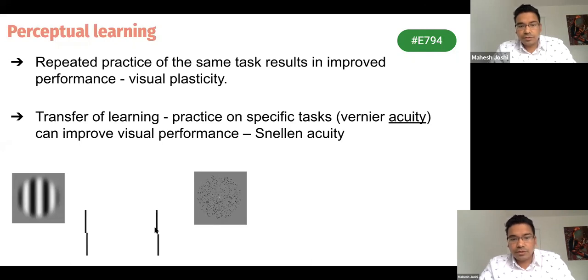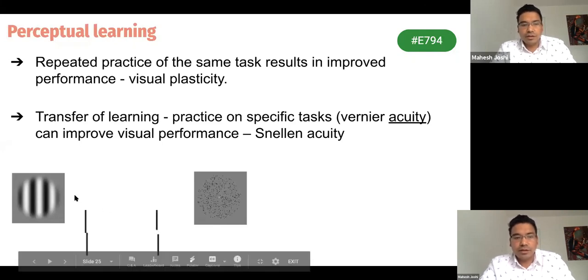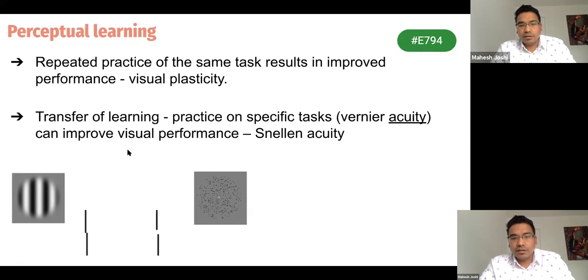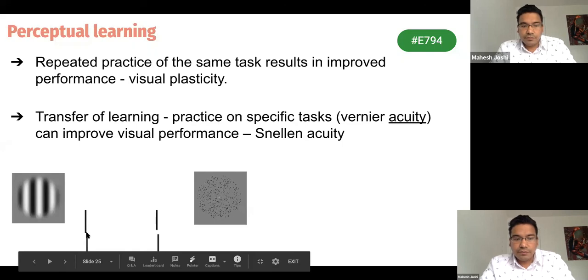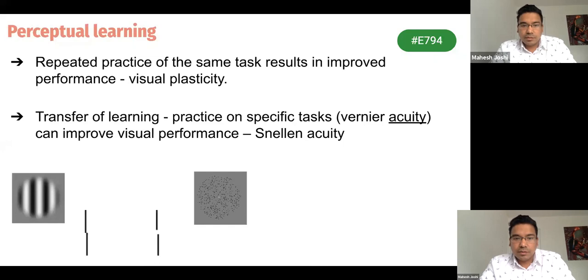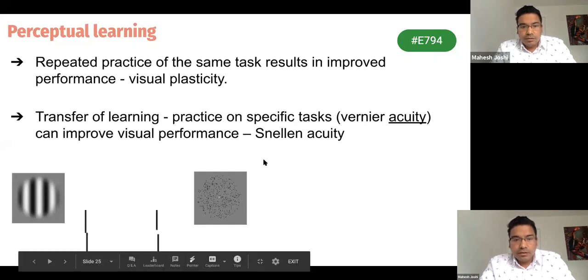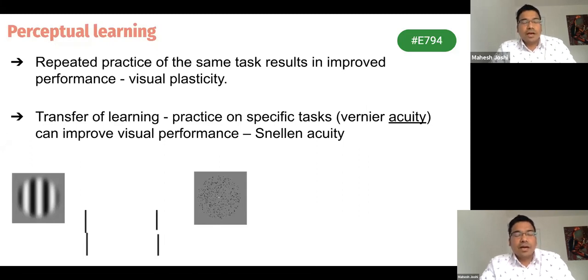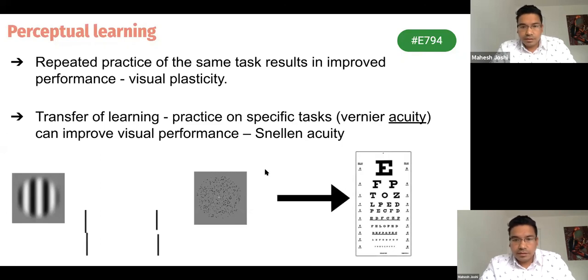But what they found interesting was that once a participant is trained on a specific task, it also results in improvement in other tasks, such as Snellen acuity, right? So if you practice Vernier acuity for a long time, research has shown that it also results in some improvement in Snellen acuity, right? So this kind of experiment was thought to be quite useful for treating amblyopia. As I said, it results in improvement in Snellen acuity as well.